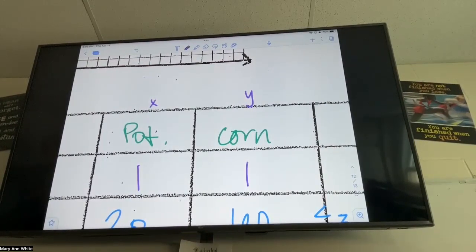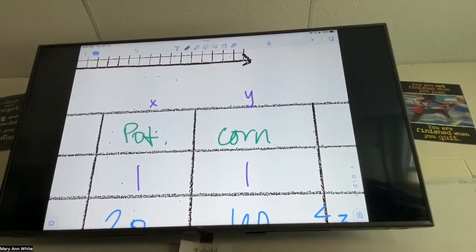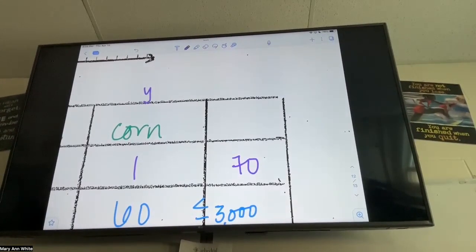If it said he needs to plant twice as many potatoes, or twice or 3 times as much corn, we would represent that here, but we don't have that. It's just evenly going to be distributed. Then we'll say 70. Can he do more than 70 acres? No. So we're going to do another less than or equal to.